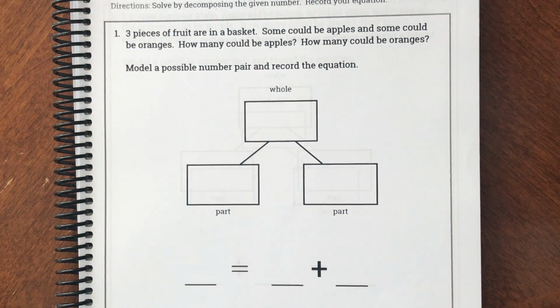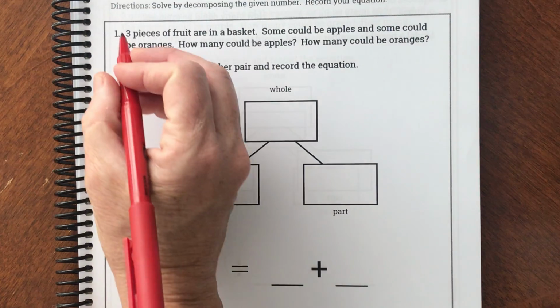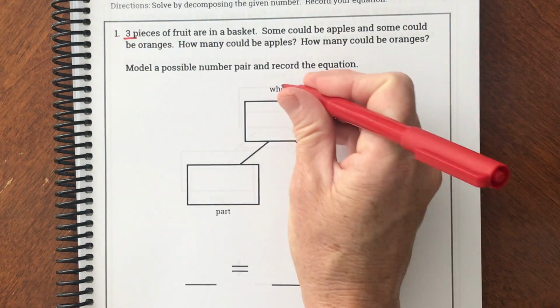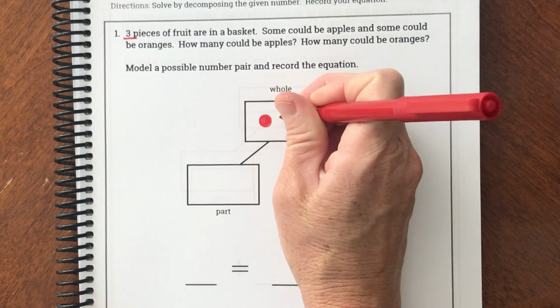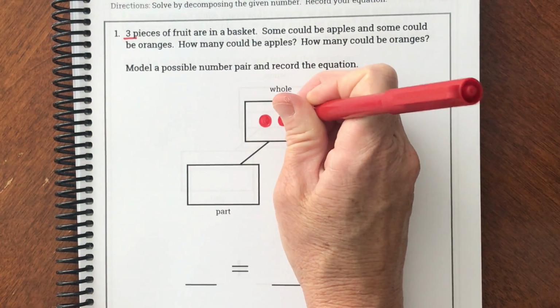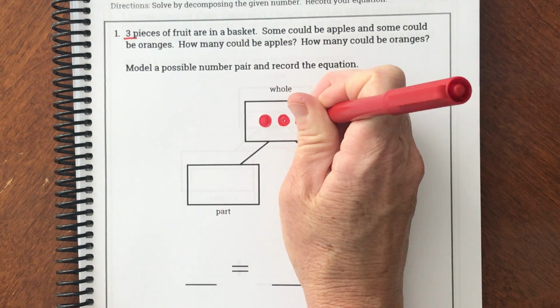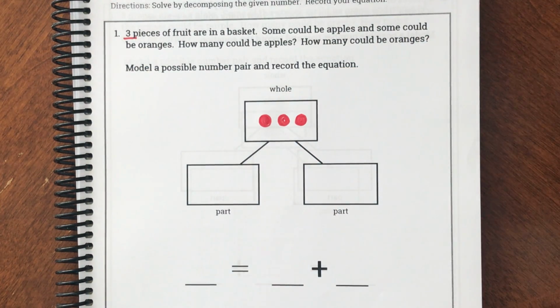It means we have 3 pieces in the basket. There's 3 total. That's what we call our whole number. But what we don't know is how many are apples and how many are oranges. Okay, so I know my whole is 3. So in my whole, I'm going to draw 1, 2, 3. Those are my 3 pieces of fruit.